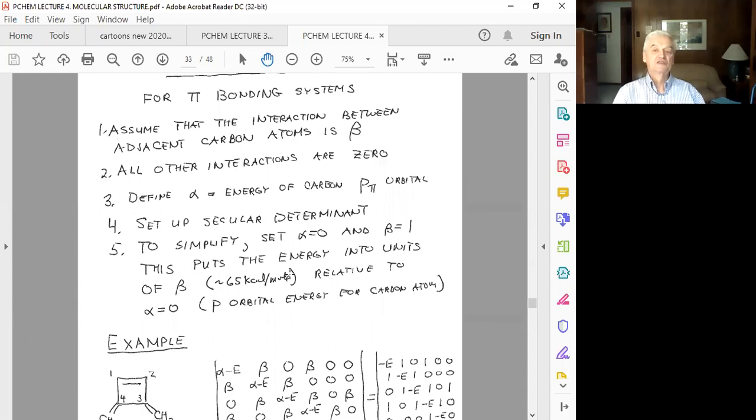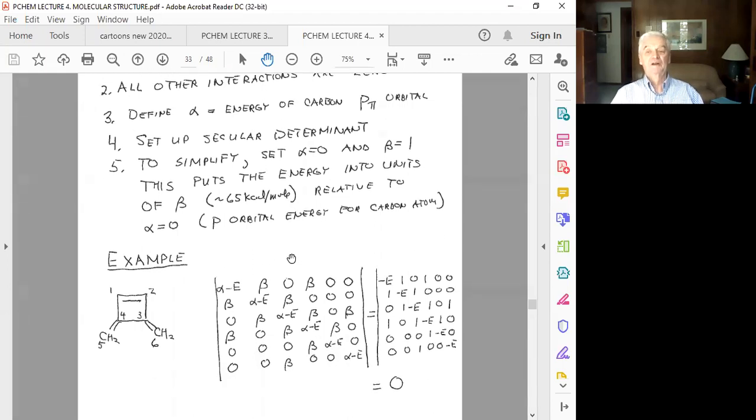Anytime we look at energy diagrams, we can pretty much arbitrarily decide where 0 is. For the hydrogen atom, you'll remember we said 0 was when the electron and proton were infinitely far apart. Here we're saying 0 is the atomic orbital energy on carbon, and beta is equal to 1. Mathematically, when we solve the problem and get a number like 3.4, that'll mean 3.4 in beta units. This keeps us from having really ridiculous looking determinants that we have to work out.